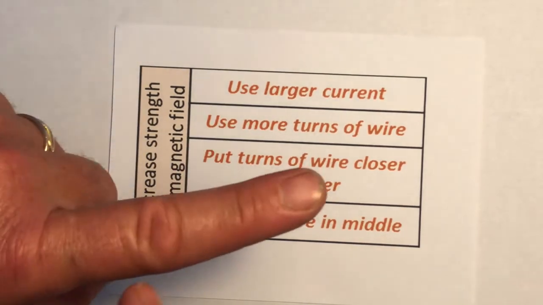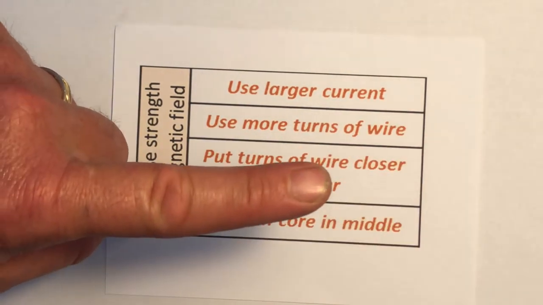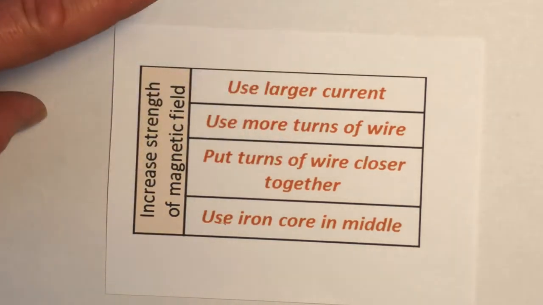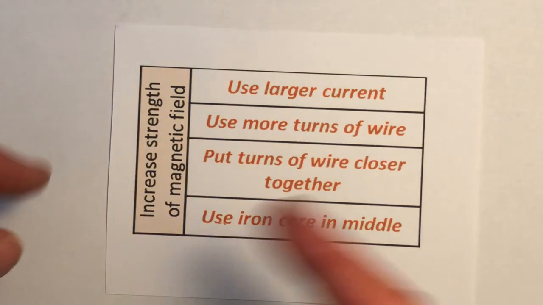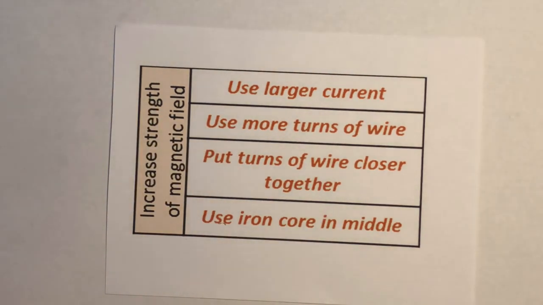I said right from the very start, use an iron nail and wrap coils of wire around it. One of the first things you can do when doing this experiment is just have a coil of wire with nothing in the middle, and you'll find that the magnetic field strength is incredibly weak.